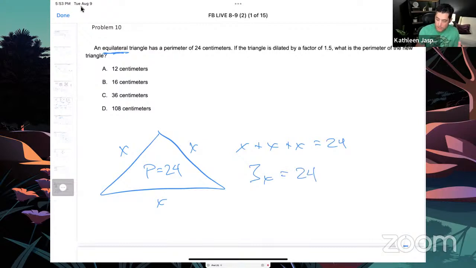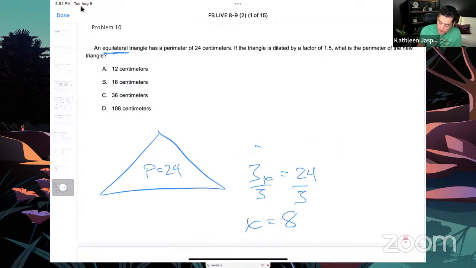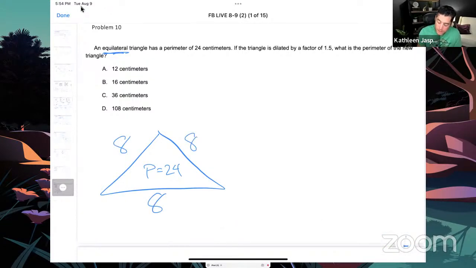You wouldn't be doing this. I'm writing out the thought process, but you should know that I've got three x's, one for each of the sides. This is what it looks like. Then I divide by 3 and I get x is equal to 8. And so with a side value of 8, I'm going to use that for my dimension, because the equilateral triangle is 8, 8, 8. I have a triangle that is dilated.